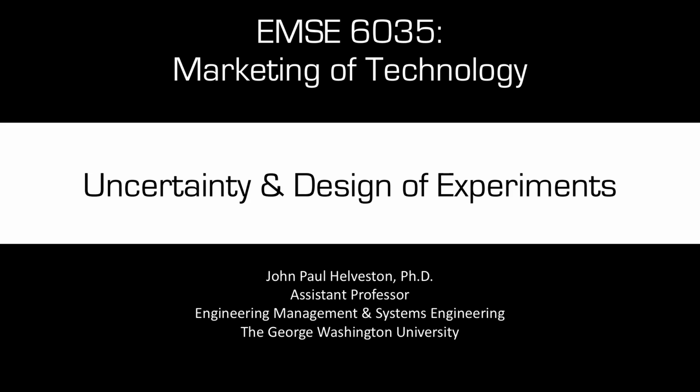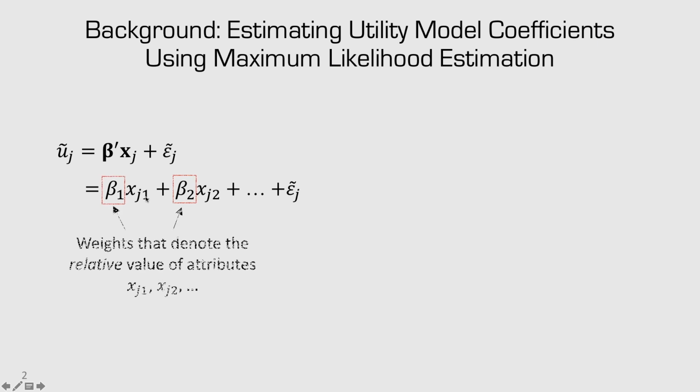All right, this is a lecture on uncertainty and design of experiments. So remember from last time we started with estimating this utility model, which we write as beta prime x. This is our observable utility, and this error term is the unobservable. And this beta prime x is really just a matrix notation of writing out this same thing here, a sum product of different beta coefficients and the x attributes.